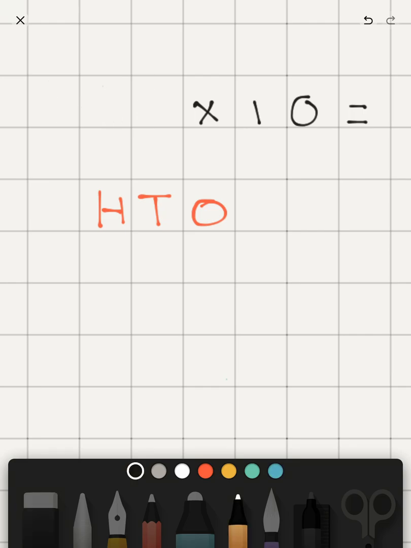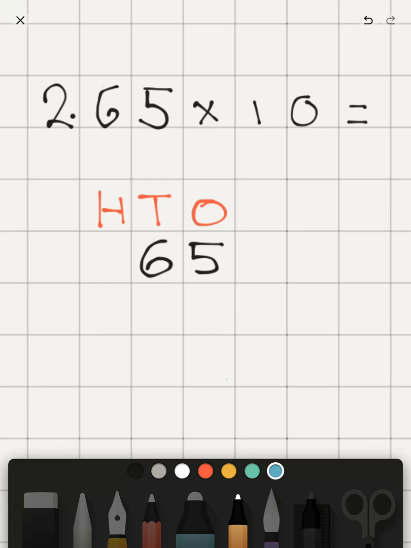Number 2. The question is 65 times 10 equals. So first things first, we need to put our number in the right place. So our 5 goes under the 0, our 6 goes under the 10. And then we have a look at how many zeros we have. So in our 10, we've got 1 0, just like we looked at before.